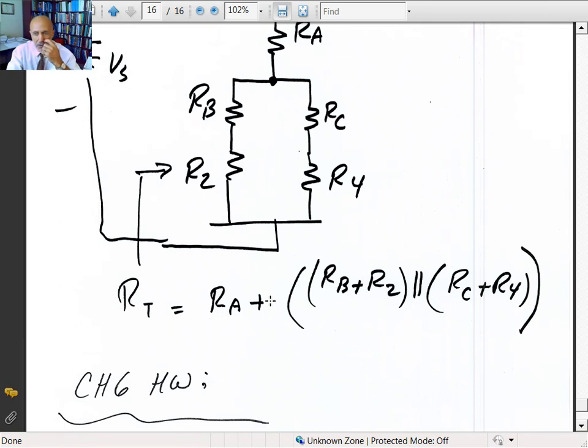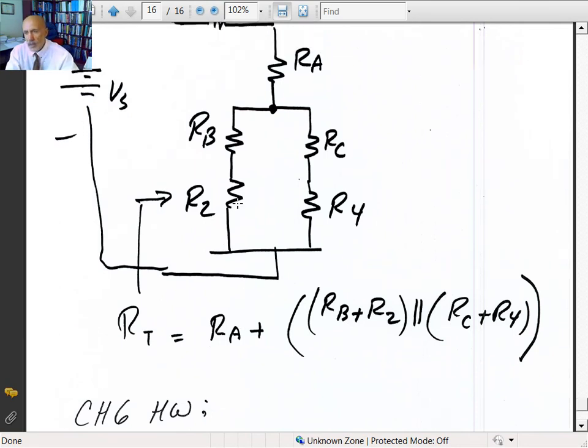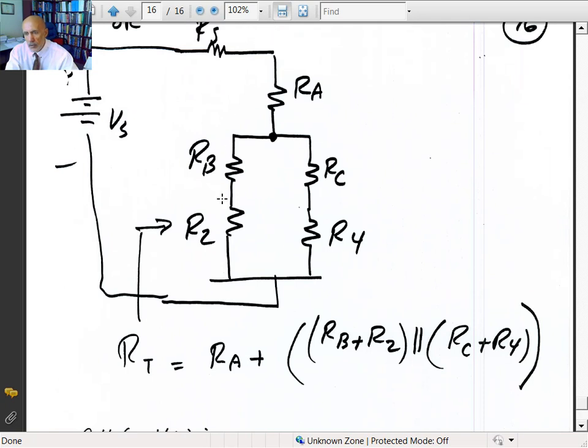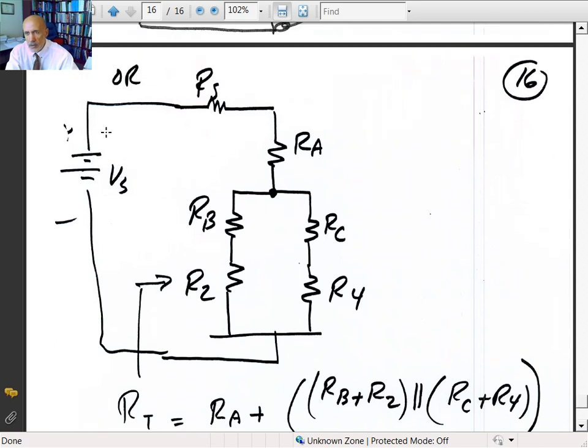So R total would be equal to R of A plus, if I'm looking at R total here, R of S is a part of the source, so the total resistance here after the R of S, from this point to this point, would be R sub A plus R sub B plus R sub 2 in parallel with R sub C plus R of 4. And once you do that, you can calculate what R total is, you can calculate what I total is, then you can determine what the current is or the voltage at every point. Points B and C give you the voltage at the terminal, voltages V1 and V2. That's pretty much what I want to cover in that chapter.